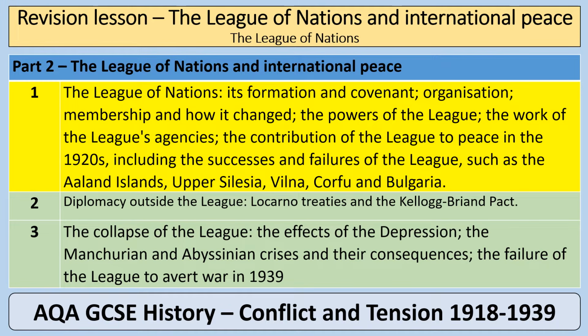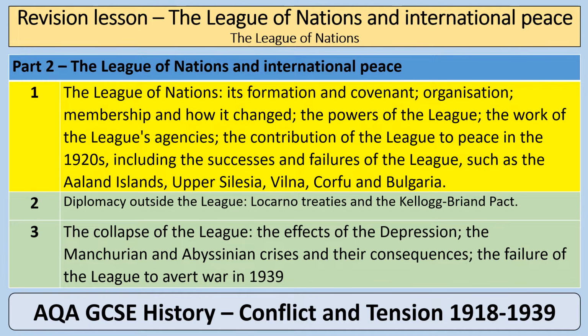Okay, hello everyone, and this is a revision lesson focusing on the League of Nations and International Peace as part of AQA's GCSE History, Conflict and Tension, 1918 to 1939 course. Today we're going to focus on the League of Nations, how it was formed, how it was organised, how it worked, what powers the League had. Quite a lot to cover here.